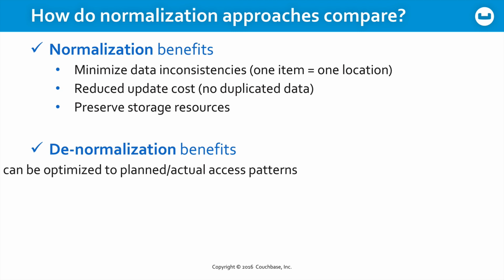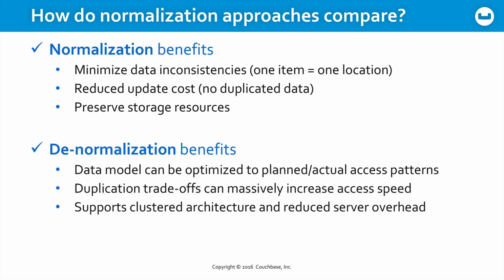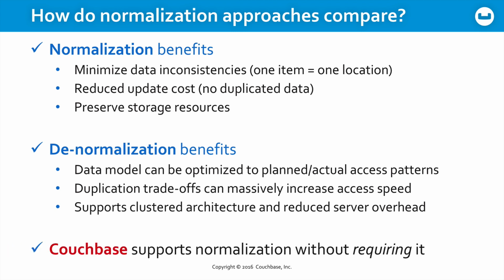Denormalization also has a number of benefits. With a denormalized approach, you have the possibility of optimizing your data model over time based on both your planned access patterns as well as those that actually arise as your software goes into use. Plus, the duplication trade-offs that you can make can massively increase access speed. Last, as stated, it supports a clustered architecture and reduced overall server overhead. Couchbase gives you a choice. Couchbase supports normalization. It simply doesn't force it on you.